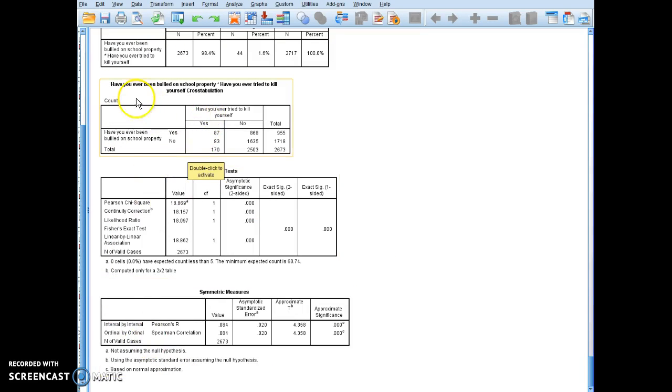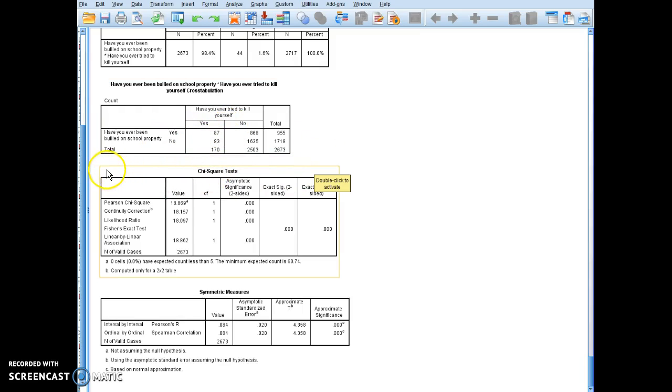The first table shows us the frequency of how many students have tried to kill themselves and have been bullied on school property. The number of students who have tried to kill themselves who have been bullied on school property is 87. The number of students who have not tried to kill themselves but who have been bullied on school property is 868. That's how we read the table across columns and down the rows.